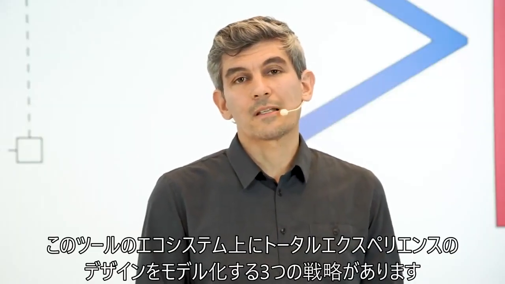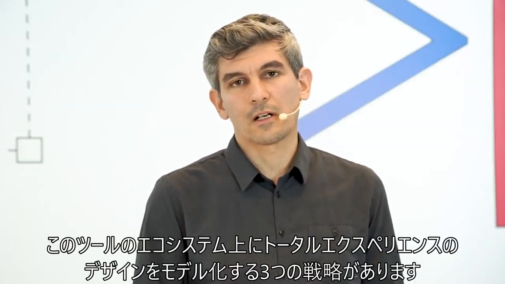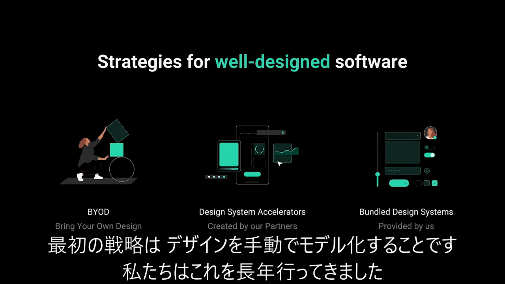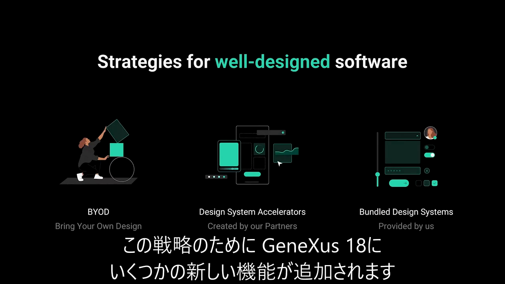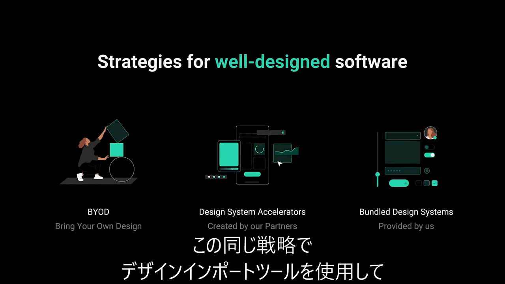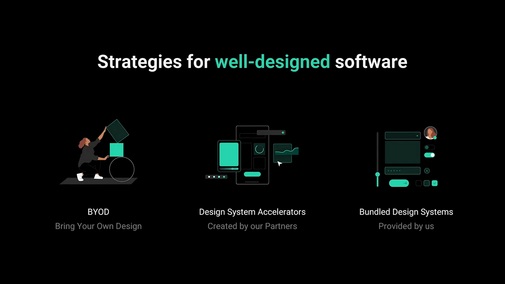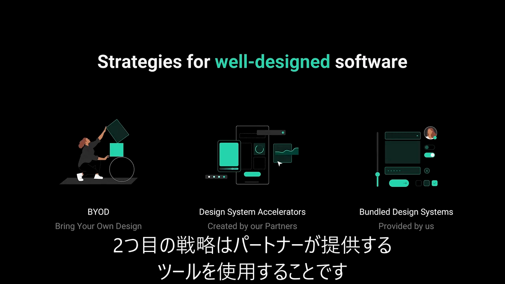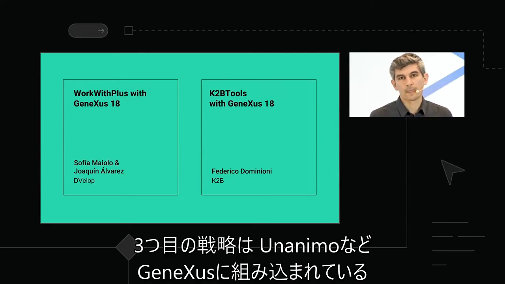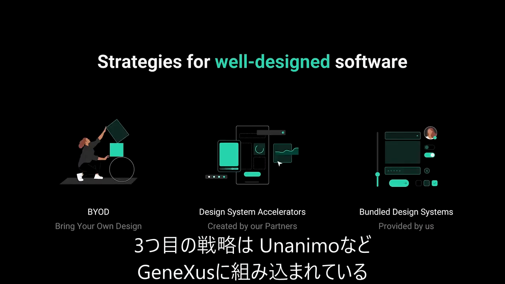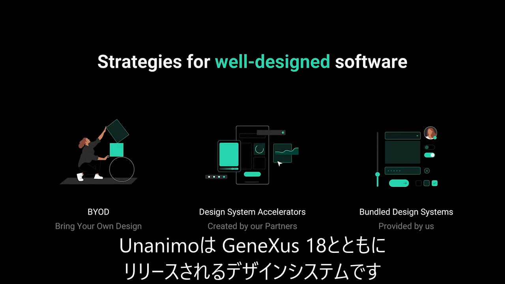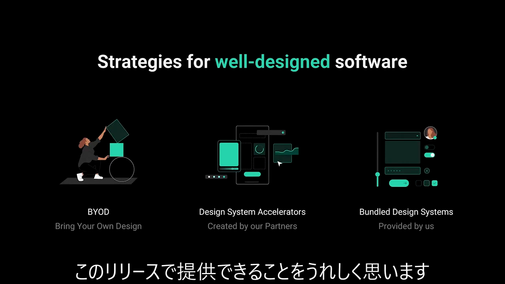Luckily, because this is a tools ecosystem, we have three strategies to design total experience models. First, you can do it by hand. And for that strategy, we're going to see a couple of new things in GeneXus 18. And as part of that same strategy, you can accelerate design system implementations by import design tools, and we'll see what's new about that too. The second strategy is to use tools given. The third strategy is using a design system that is incorporated in GeneXus, such as Unanimo. Unanimo is a design system that we are releasing with GeneXus 18 that we are proud to present in this release.